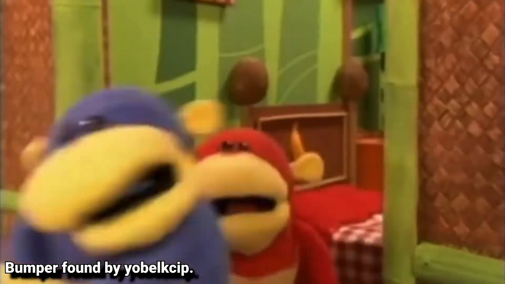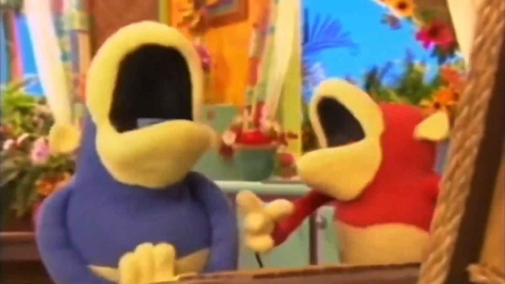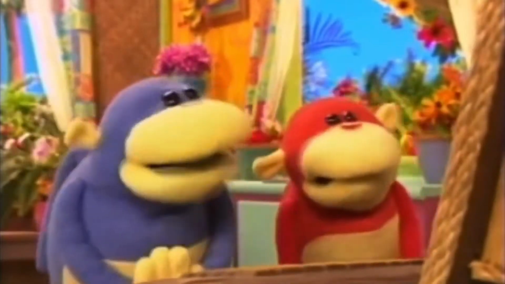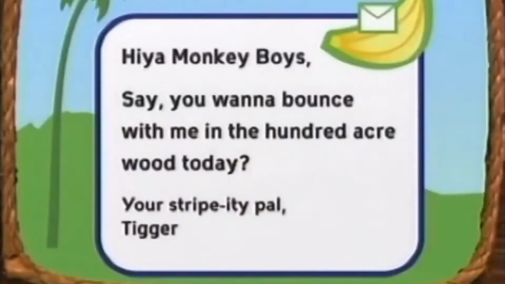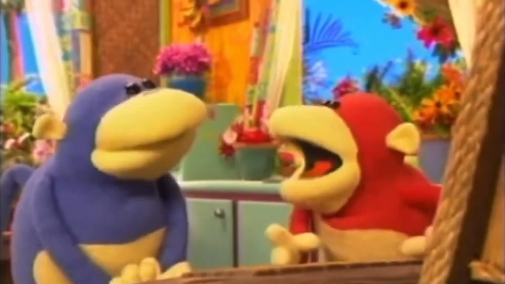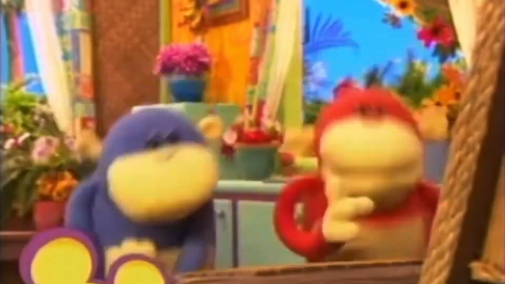Turn on the computer, and what do you see? It's a monkey email for you and me. What time is it? It's time for monkey mail. Let's see. Today's email is from Tigger. It says, "Hiya, monkey boys. Say, you want to bounce with me in the 100-acre wood today? Your stripedy pal, Tigger." Hey, let's start bouncing right now, okay? Bounce with us. Here we go. My friends Tigger and Pooh is coming up next on Playhouse Disney. Woo! Woo!